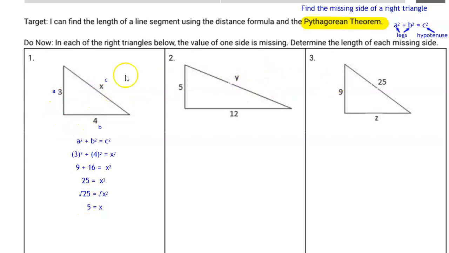Again, take a look at questions 2 and 3, see if you can get them right. And here you can see that question 2 ran the same as question 1. The y was the hypotenuse, so that's the missing number that we're trying to solve for, and both of the legs were given to us.